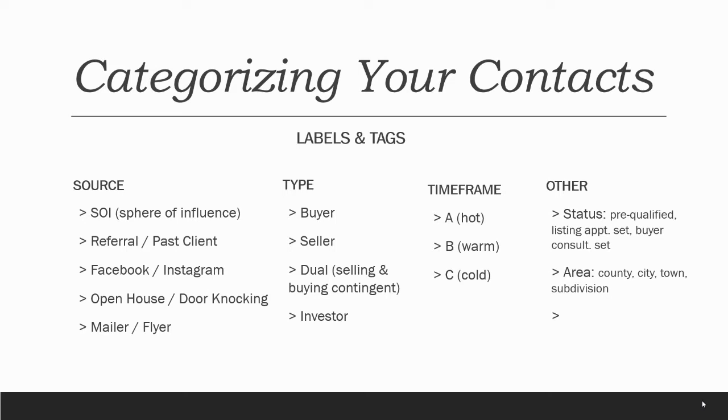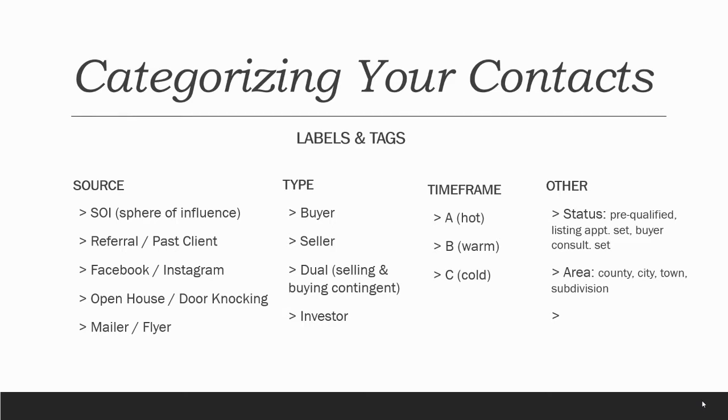So in your source, you have your sphere of influence, your referrals, past clients, maybe leads that came in from Facebook or Instagram, open houses, door knocking, and any mailers or flyers that you've sent out. In the type category, you're going to label if those contacts are buyers or sellers or dual, where they're selling and buying contingent, or if they're investors. And then you're looking at their time frame.